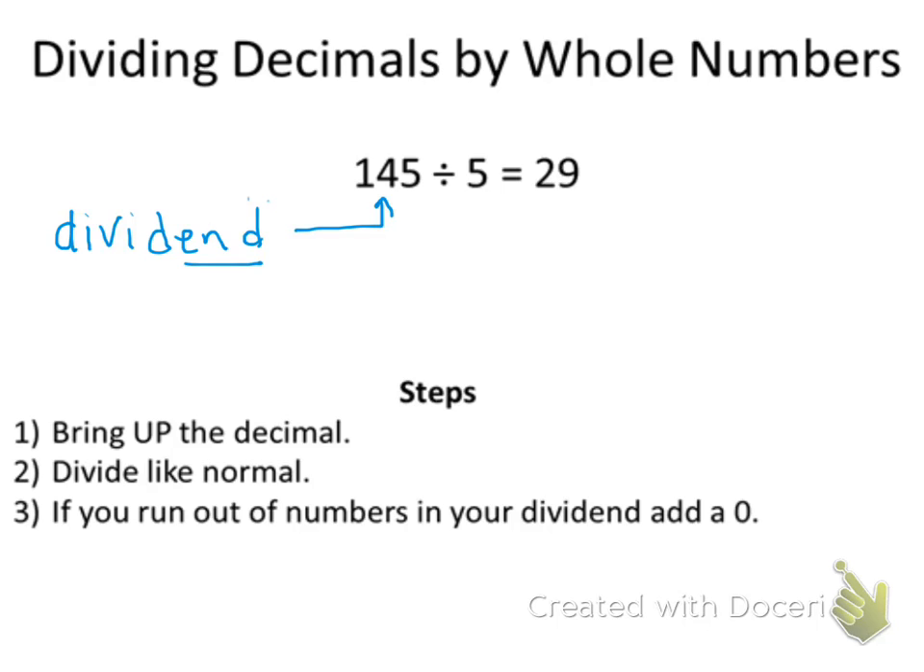Now the number we're dividing by, that is our divisor. You should be labeling this in your guided notes. So the number we're dividing by is our divisor, and the answer is known as our quotient.